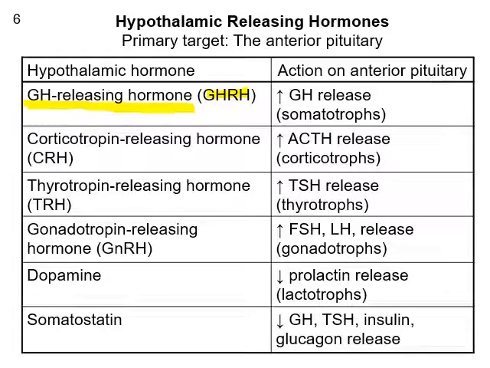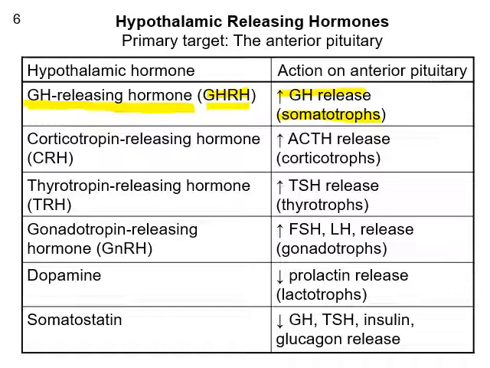When it interacts with GHRH receptors that are expressed on the somatotrophs of the anterior pituitary, and when these somatotrophs, these specific cells of the anterior pituitary, are activated by GHRH binding, they release growth hormone into the systemic circulation, which has a lot of effects. We'll talk about those later.